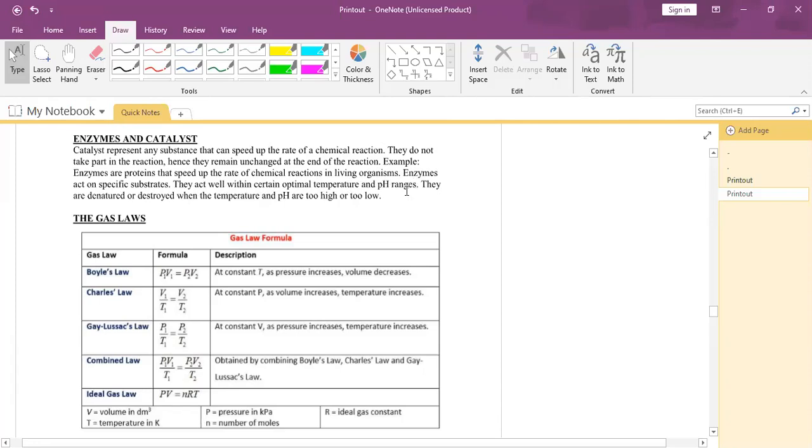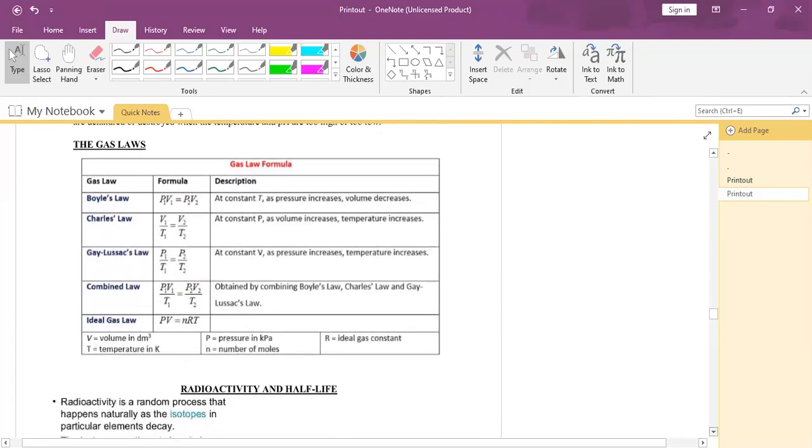Right? So the question that she asked, you look at the temperature, they get a temperature of 25. So the enzyme that you pick should be the one that acts around the 25 degrees Celsius. They are denatured or destroyed when the temperature and pH are too high or too low. So they always act within a narrow range of temperature and pH. Okay. All right. So that is what we did some time ago. Just a quick summary of that again.